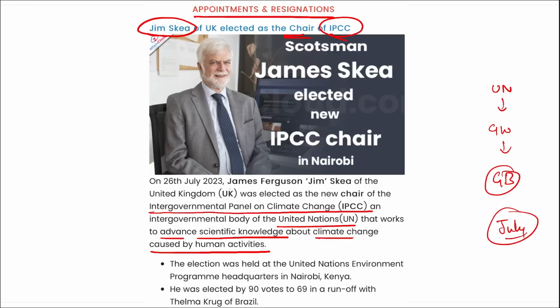So Jim Eskia has been named as the new chairman of the IPCC. Correct? Next, if we talk about him, he has served as a member of IPCC Bureau since 2008, and he has nearly 40 years of experience and expertise in climate science. Correct? Next.